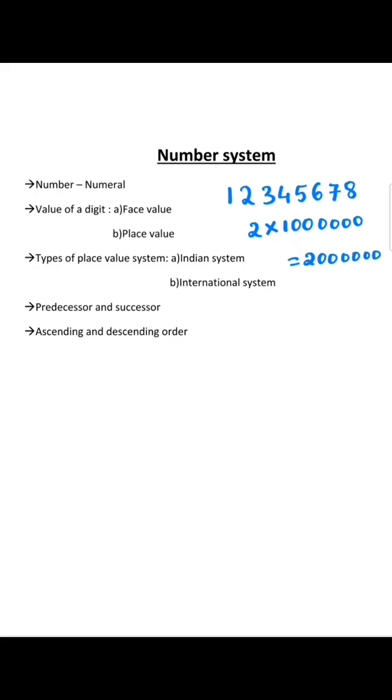Whenever we are asked to find the face value of any number, we have to write the same number as the answer. Whenever we are asked to write the place value of any number, we have to multiply the digit, that particular digit, into the place it is situated at.